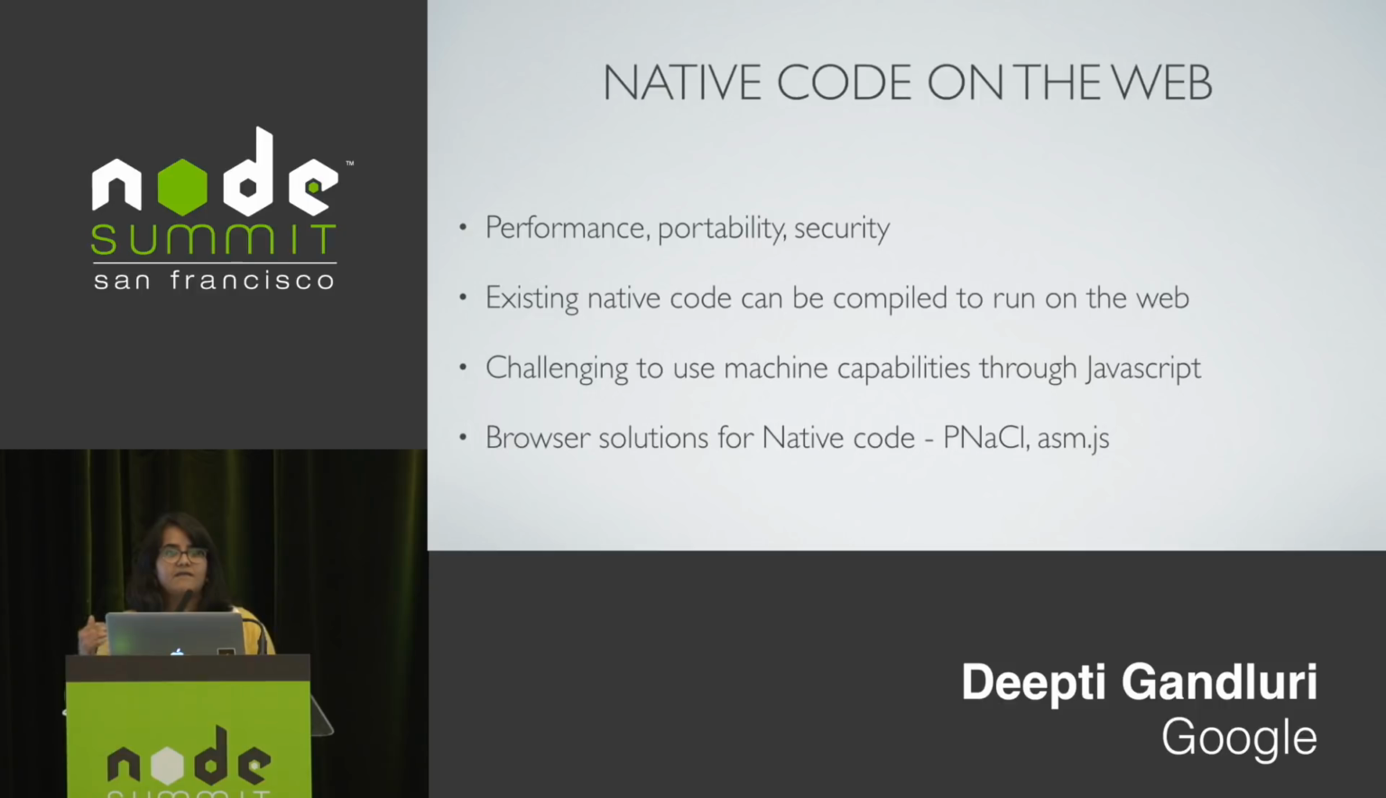So if you have threads, SIMD, these are things that are easier to use if you're on a native application, but you have to jump through a whole bunch of hoops to actually be able to use any of this on JavaScript. There have been previous attempts to get native code on the web. One of these was Chrome's solution, which is Portable Native Client.